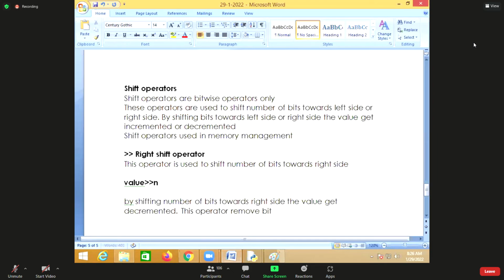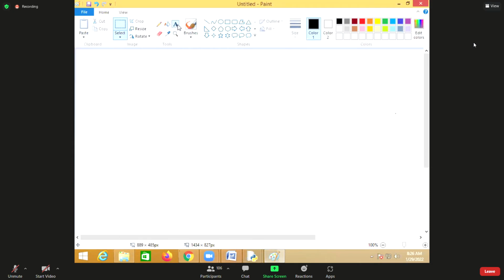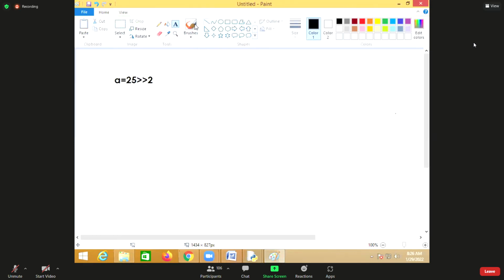So the right shift operator removes bits from the right side. What I mean to tell you is, for example, suppose I am writing a equal to 25 right shift 2. First you have to convert this 25 into binary.